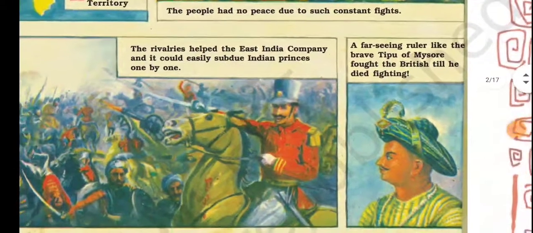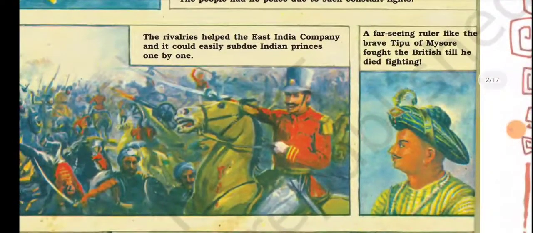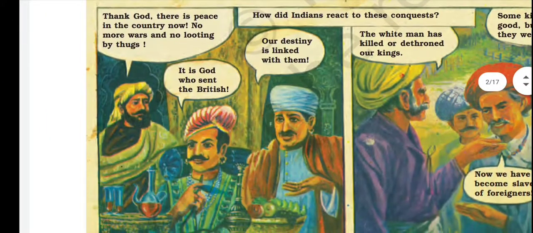"A far-seeing ruler like the brave Tipu of Mysore fought the British till he died fighting." Those who knew the real intention of the Britishers didn't surrender, rather they fought with the British and sacrificed their lives. "Thank God there is peace in the country now. No more wars and no looting by thugs."